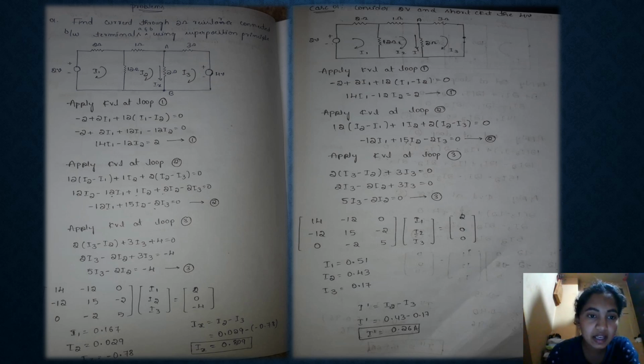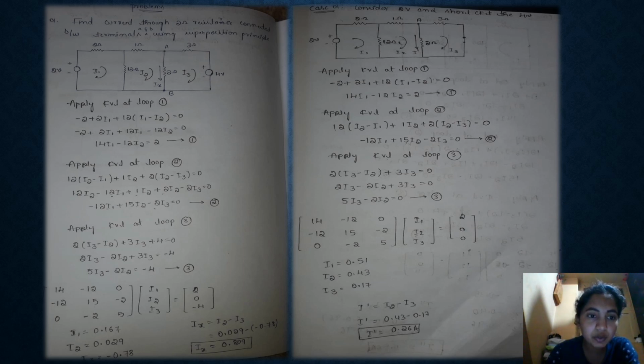Let us apply KVL at loop 2. Here there is 12 (I2 minus I1). Why? Because here we are considering loop 2 first, so we should take I2 minus I1. So 12 (I2 minus I1) plus 1 I2 plus 2 (I2 minus I3) is equal to 0.